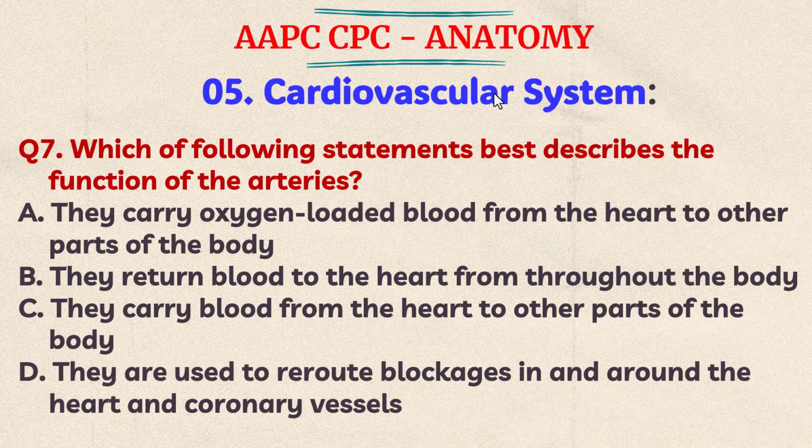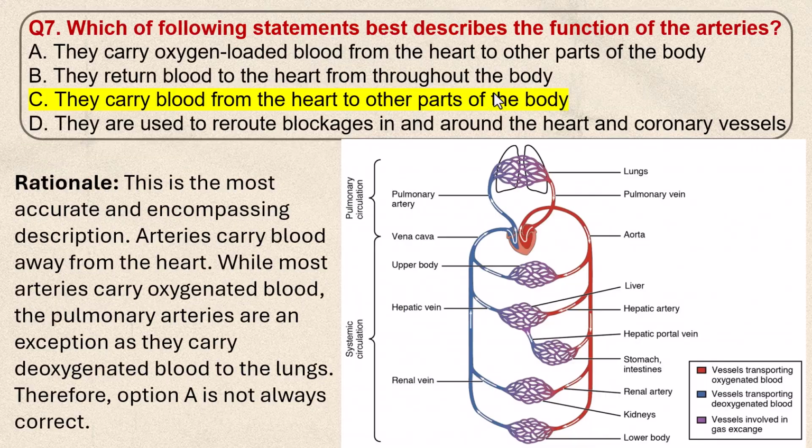Question number 7. Which of the following statements best describes the function of the arteries? A. They carry oxygen-loaded blood from the heart to other parts of the body. B. They return blood to the heart from throughout the body. C. They carry blood from the heart to other parts of the body. D. They are used to reroute blockages in and around the heart and coronary vessels. So think the answer. The correct answer is C. They carry blood from the heart to other parts of the body.